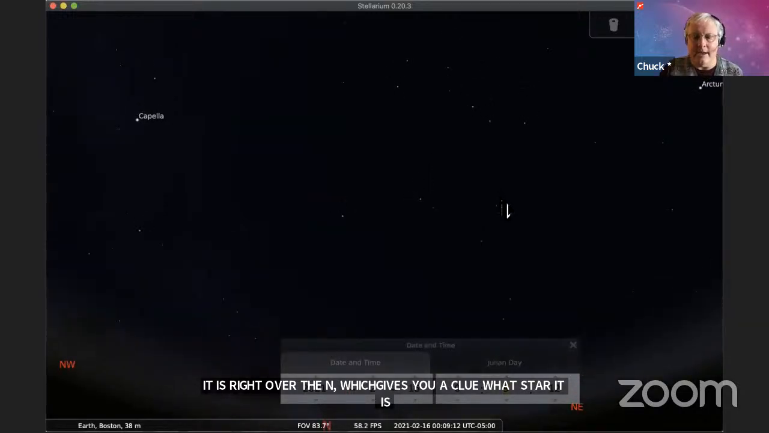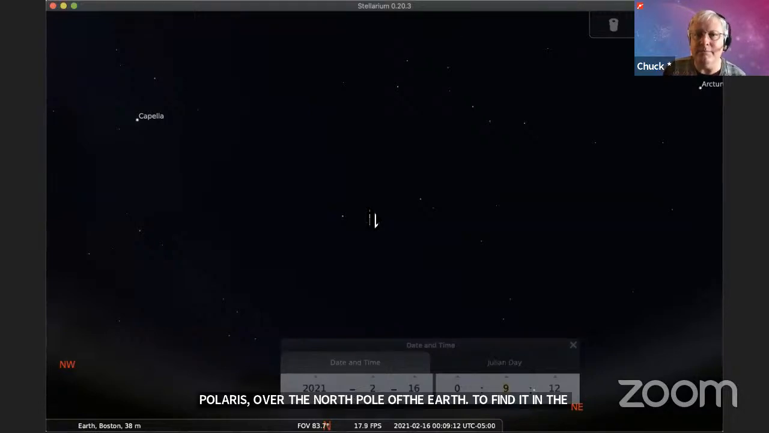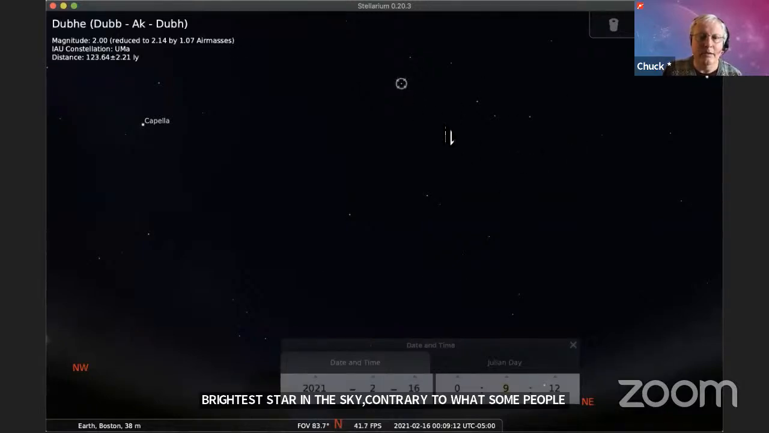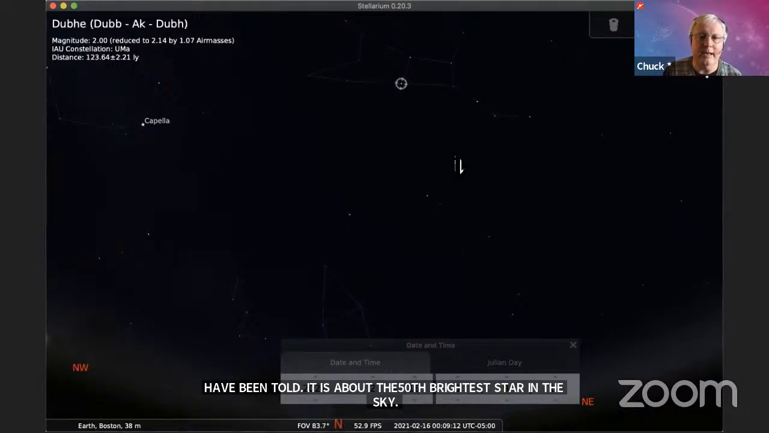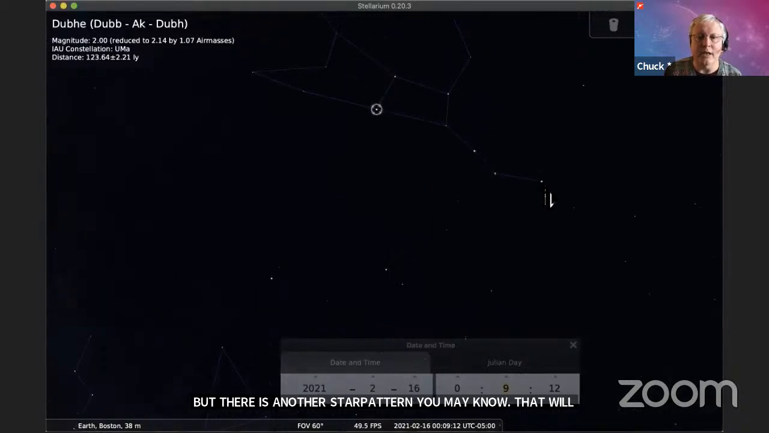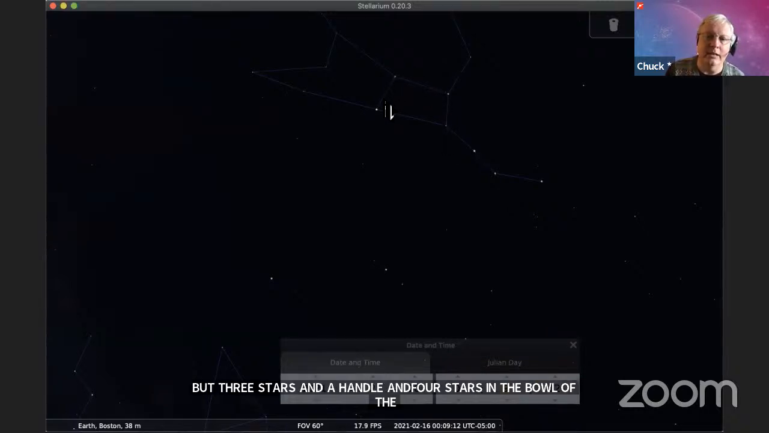And to find it in the sky, just look for the one star that's medium bright. It's not the brightest star in the sky, contrary to what some people have been told. It's about the 50th brightest star in the sky. But there's another star pattern that you may know that will help to point your way to it. I'll zoom in on it. It is part of a constellation, not a constellation itself, but the 3 stars in the handle and 4 stars in the bowl of the Big Dipper. The 2 stars at the end of the bowl, see the bowl, looks like a saucepan in the sky. Those 2 bowl stars make a line that points right to the North Star.